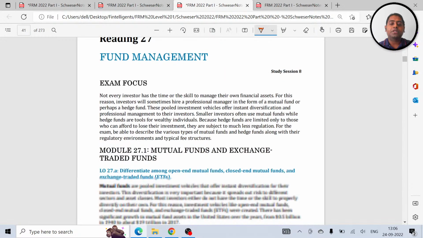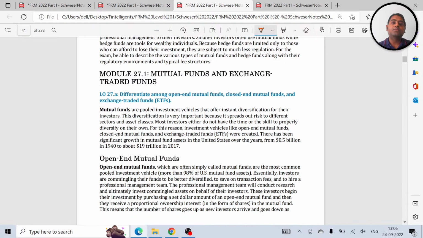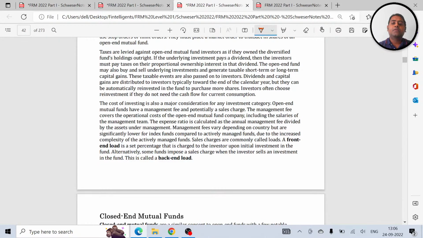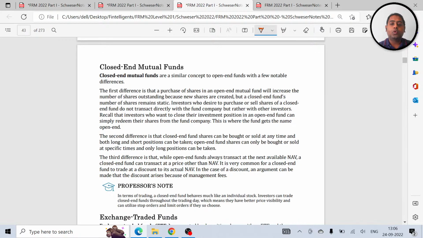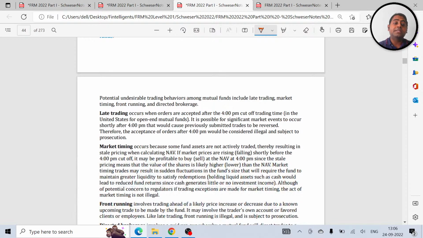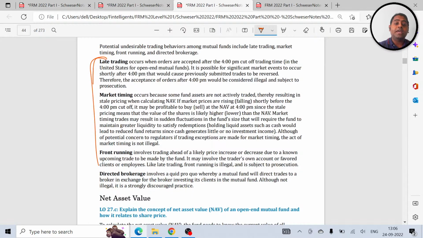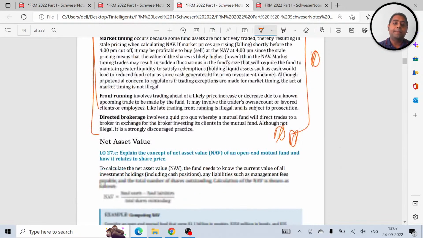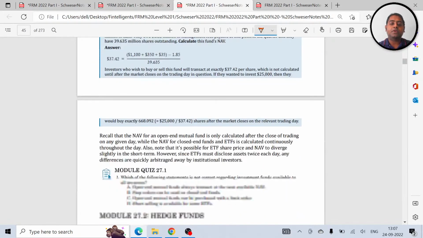Fund management chapter. Basics of mutual fund and hedge fund, open-ended fund, theory, not so important. Net asset value theory. Front end and back end load can be tested, so please make sure that you're good at it. Closed-ended fund is okay. Exchange traded fund you should read definitely, mark it as star. Undesirable trading behavior has been tested in past exams, direct questions asking you the concept. So marking this as double, triple star. Don't skip this from this chapter. Make sure that you're good with what is late trading, what is market timing, what is front running, all of that. The calculation of net asset value is not so important.